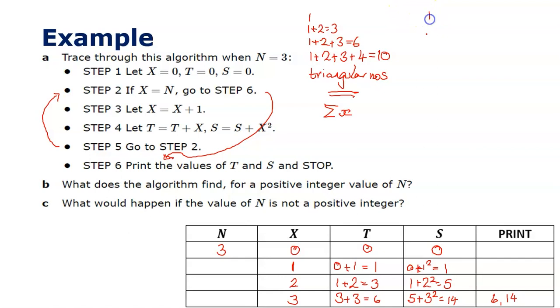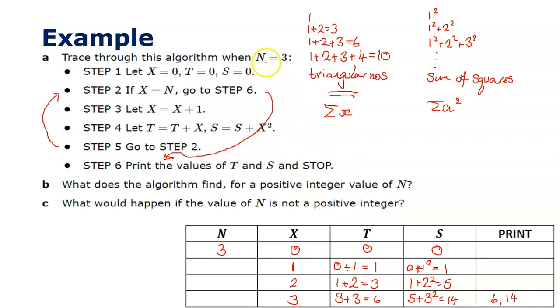And the other one, I think what I'm doing is I'm going 1 squared, 1 squared plus 2 squared, 1 squared plus 2 squared plus 3 squared. Now, these, I suppose, if you keep on doing it, it's the sum of the square numbers. It hasn't got such a nice name, but the way you'd write it is sigma x squared. What would happen if the value of n is not positive?